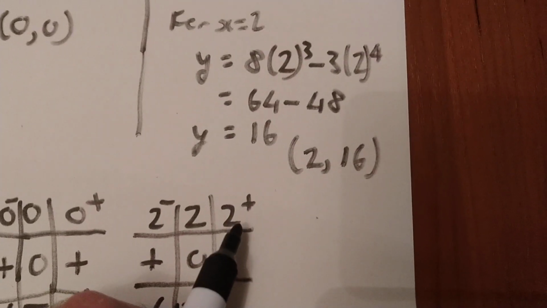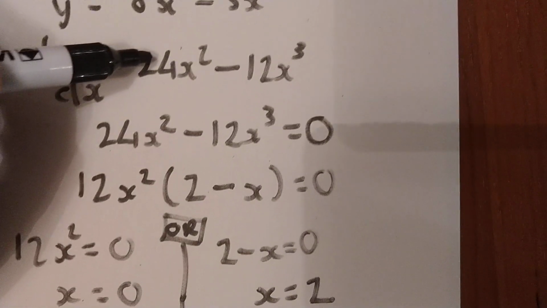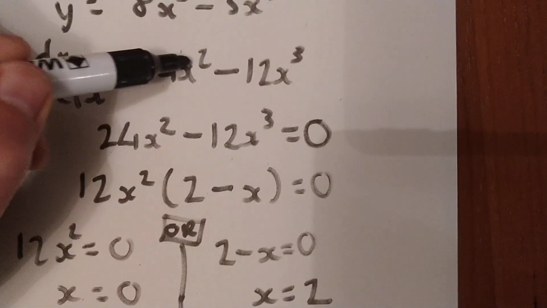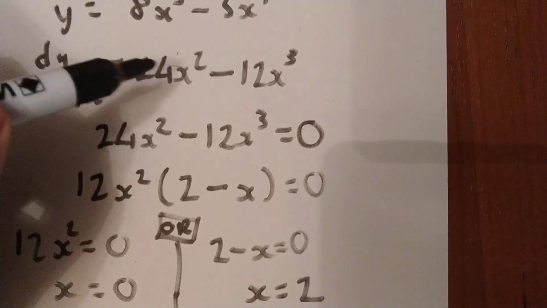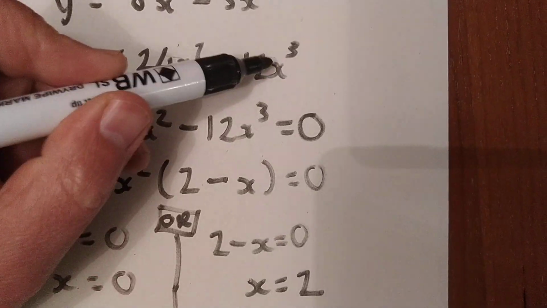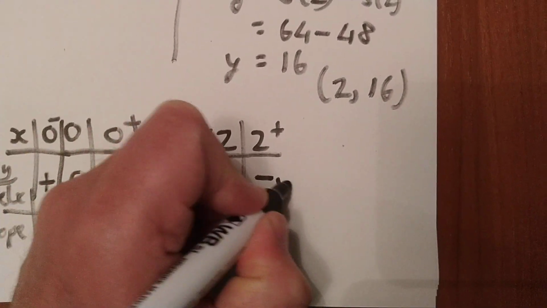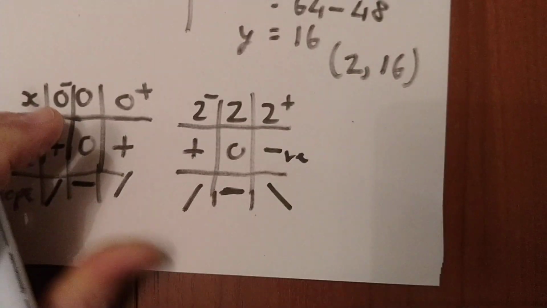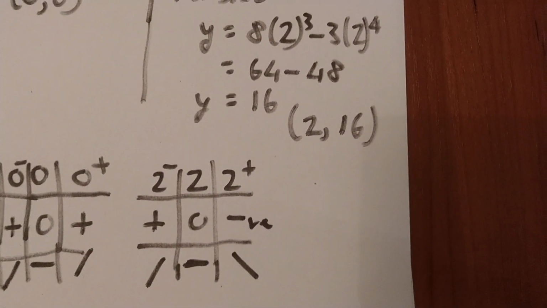What's happening past 2? Again, you can use 3 or 4, or I prefer 10, a nice big number again. Nice round number. 24 times 100, 2,400. Take away 12,000. 2,000 take away 12. Definitely negative. So when I go past 2, it's a negative gradient. So it's going down. So my point 2, 16 is a maximum turning point.